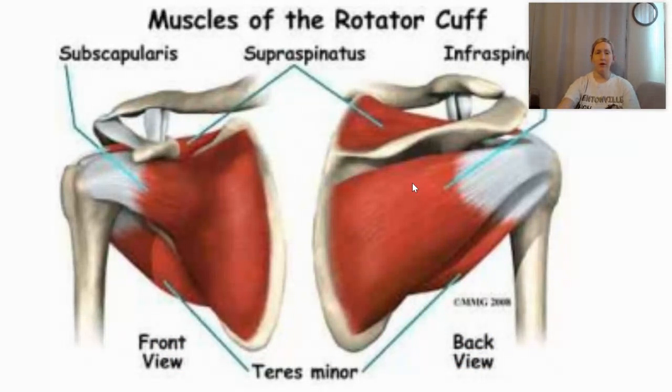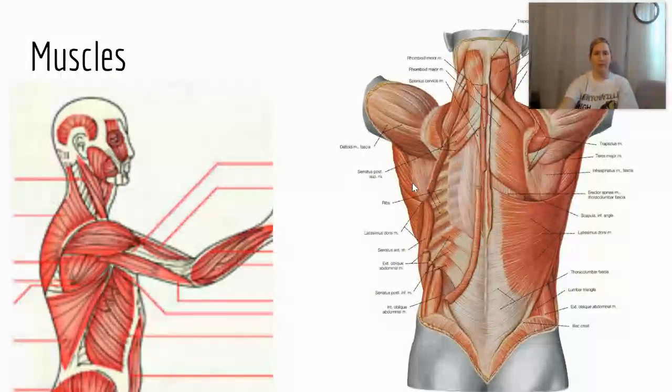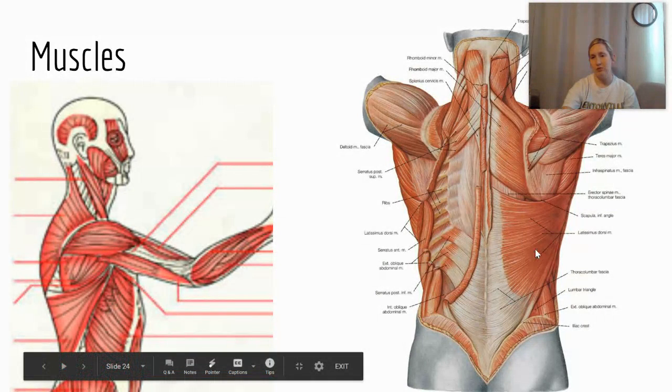Just another picture of your rotator cuff muscles. And then these are just kind of showing you everything together. These are the lats. Look how huge they are, and they wrap all the way around and under your arm. Huge muscle.